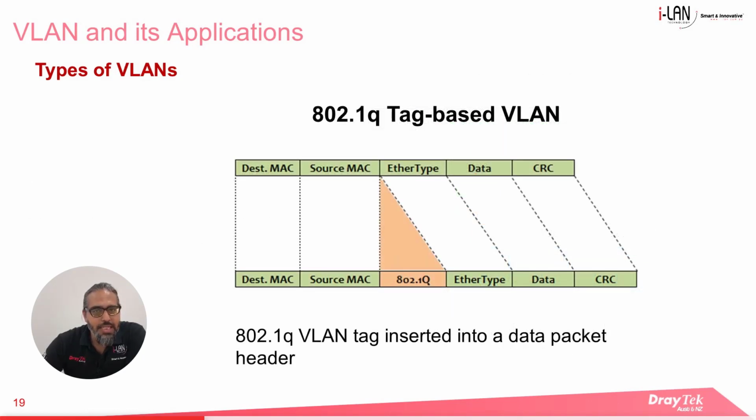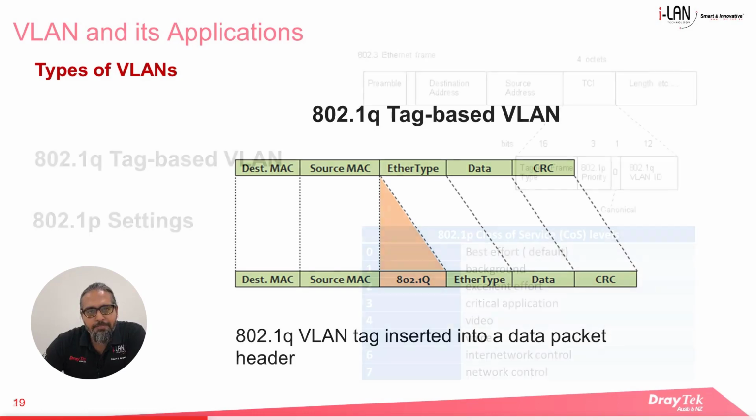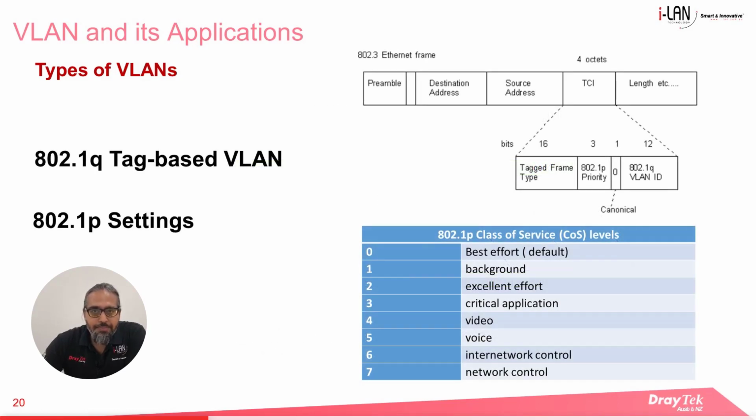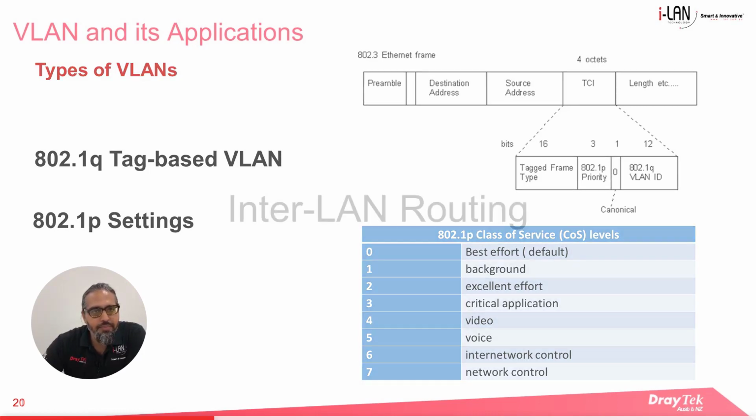The VLAN tag is inserted into the data packet header, and this is usually used to identify which VLAN it belongs to. Another parameter in the VLAN tag is the 802.1p setting. This is used to specify the priority level of the data packets, and it ranges from 0 for best effort to 7 being the highest level.